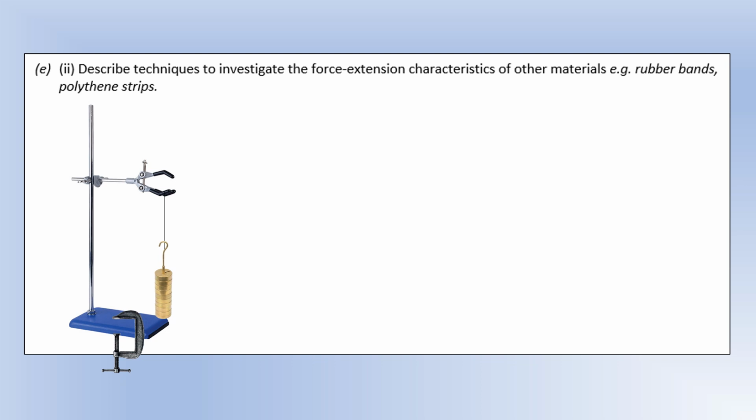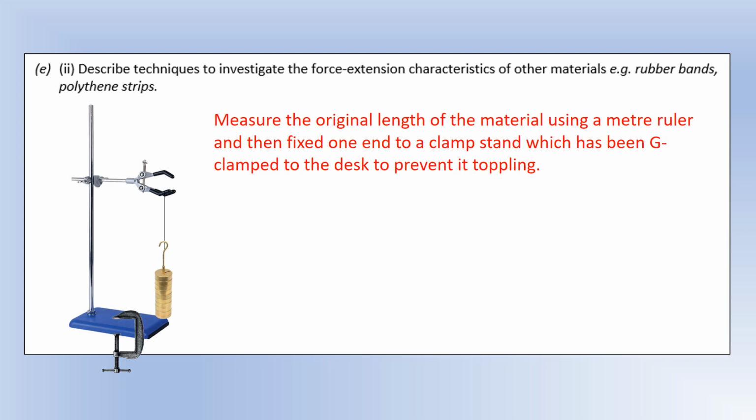Then we're going to look at techniques we can use to investigate force extension characteristics, maybe of rubber bands or polythene or something completely different. The basic setup we're going to need is a G-clamp, the material we're interested in, and some slotted masses. The reason we need a G-clamp is to stop the system toppling over. We're also going to need to measure the original length of the material using a meter ruler.